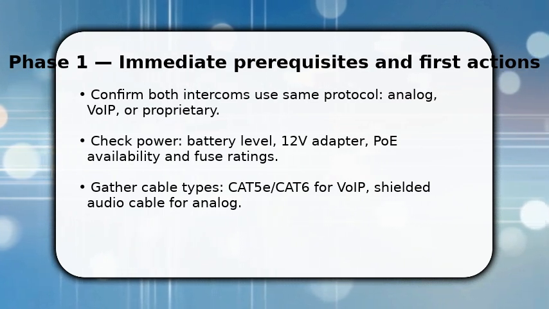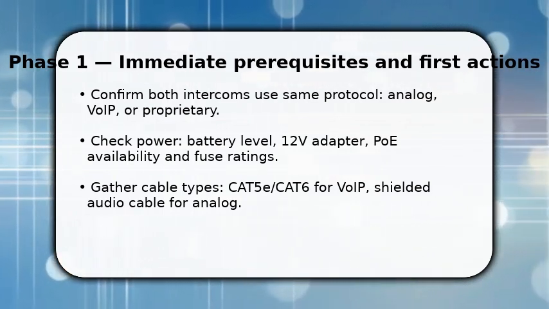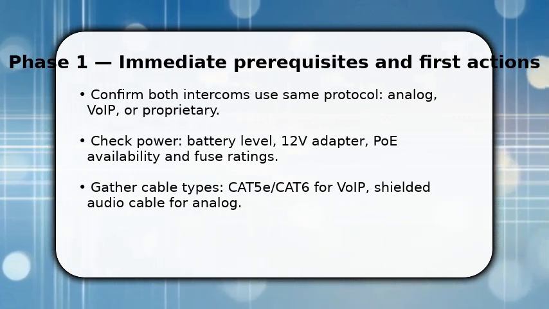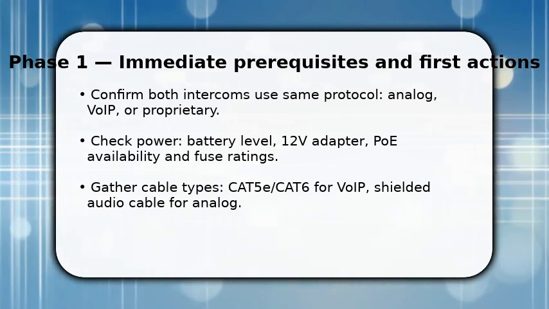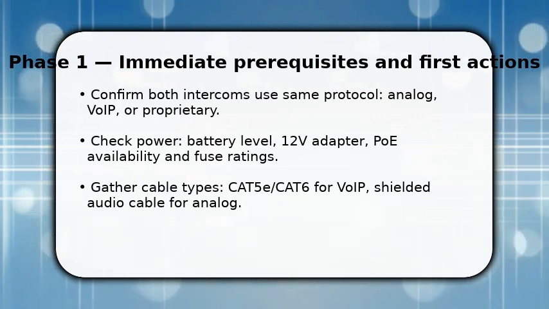Make sure you have the right cable, CAT5E for networked units, shielded twin lead for analog. Next, place devices within range and label ports. You'll avoid backtracking if you prepare now, since correct power and cable type determine the wiring method and configuration that follow.